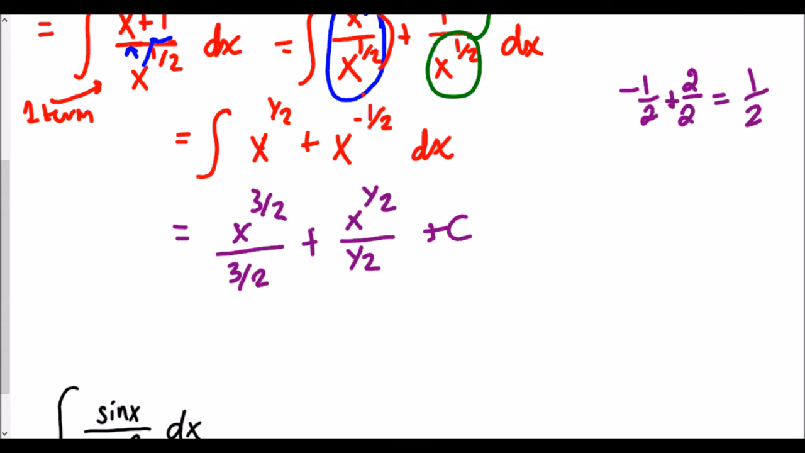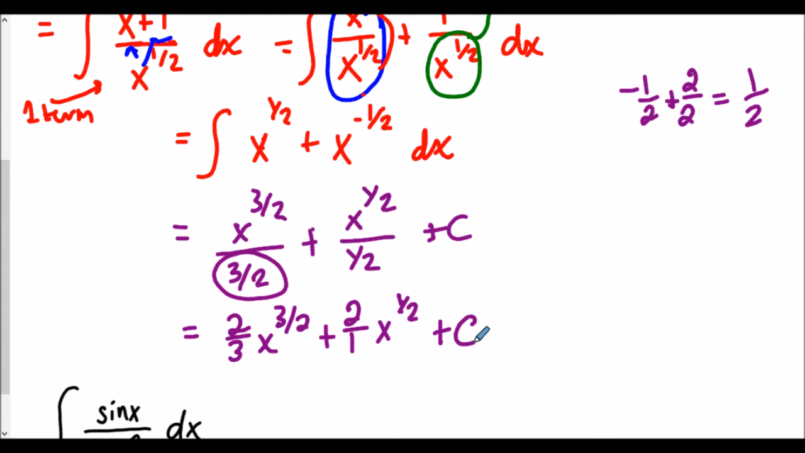And then our last step is to simplify. So we want to simplify this. This fraction can flip, so we'll have 2 over 3, x to the 3 over 2. This fraction will flip. We'll have 2 over 1, x to the 1/2, and plus c. And then if you notice, 2 over 1 is just 2, so we can write that as a whole number. So we have 2 over 3, x to the 3 over 2, plus 2x to the 1/2, plus c.